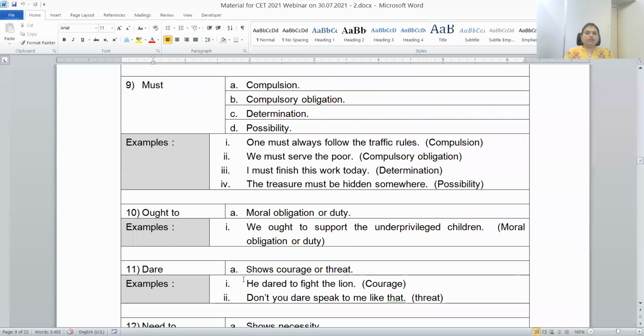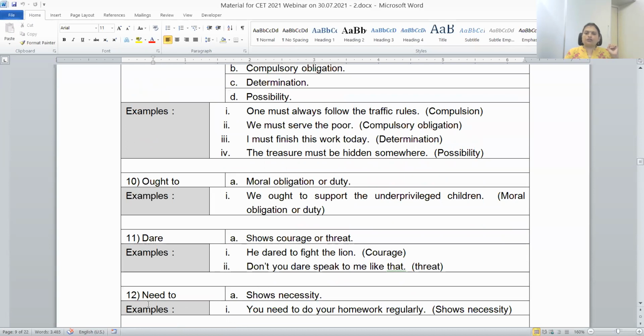Now, children, ought to. Ought to is generally used to show only one function, moral obligation or duty. So, children, sometimes when you have should and ought to, and if there is something related to the poor or needy, then you can write both ought to as well as should. It will depend on that particular sentence. So, children, we ought to support the underprivileged children. Underprivileged means children who, unfortunately, do not have parents, they are poor, they are needy, they need education, they need your support. Such children are called underprivileged. So here it is a moral obligation, we ought to support them.